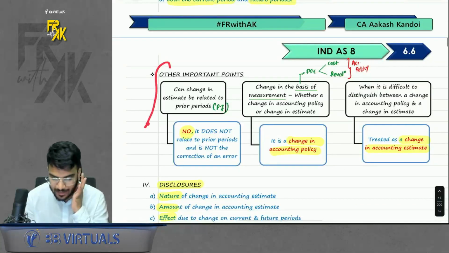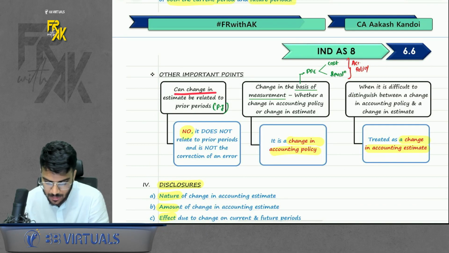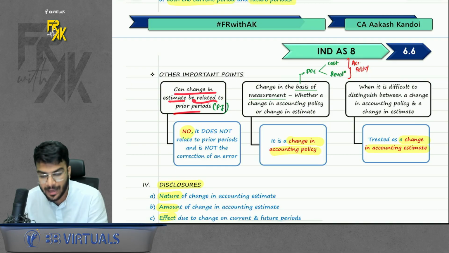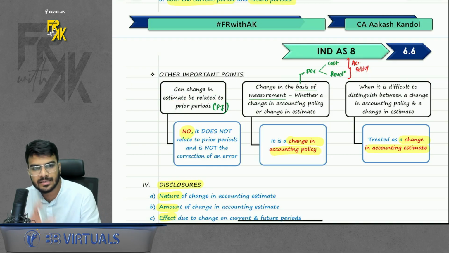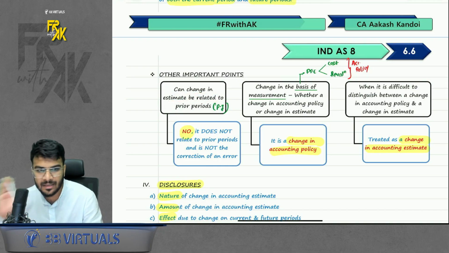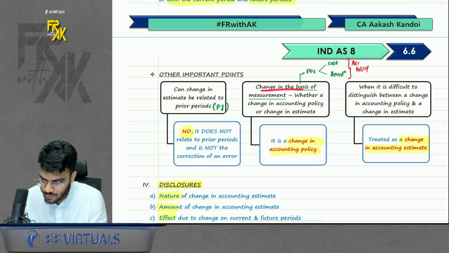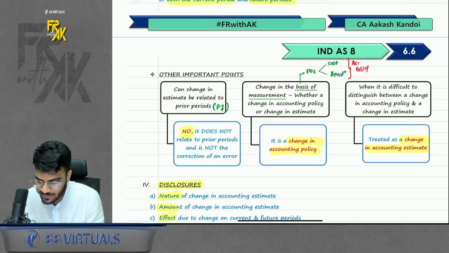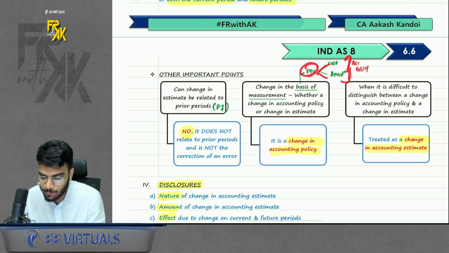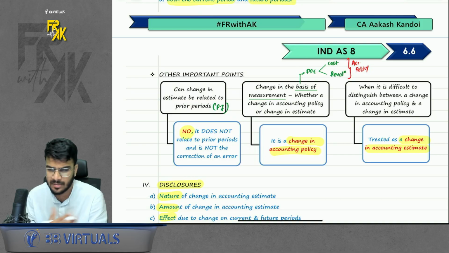Okay. 3 clarification points are given here. First, can a change in estimate be related to prior periods? The answer is no. A change in estimate is applied prospectively, so never change the comparatives. You cannot change the prior period items. Second, change in the basis of measurement: is it a policy or an estimate? Example, choosing between the cost and revaluation model is a policy or estimate? We already discussed, it is a policy.